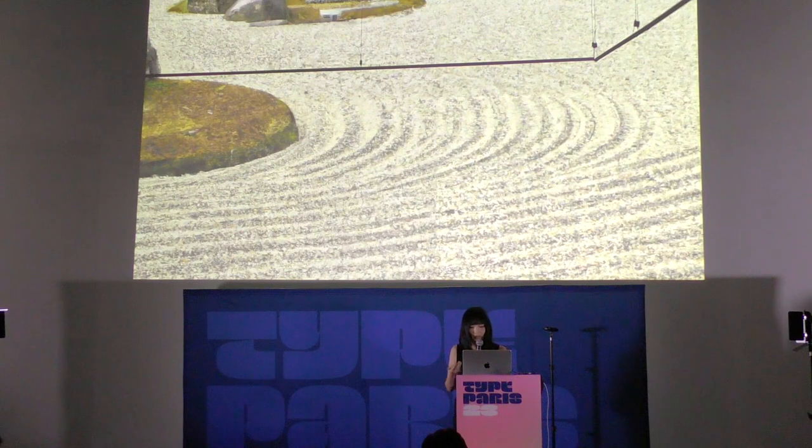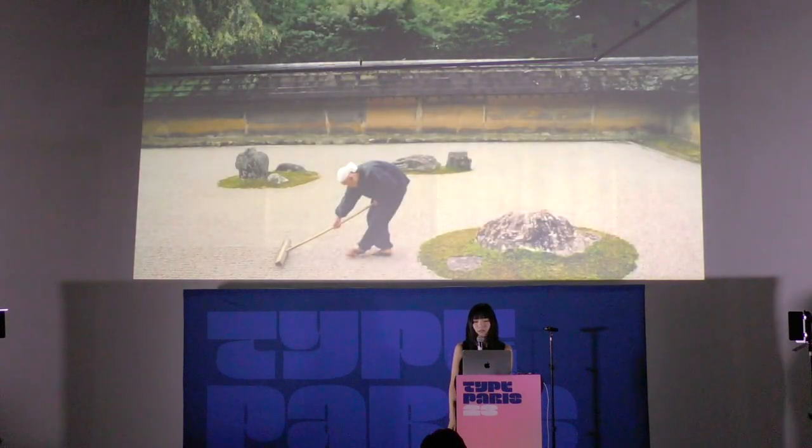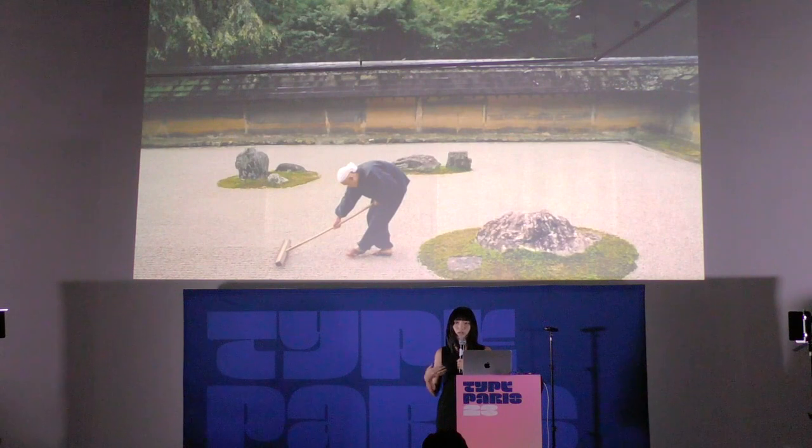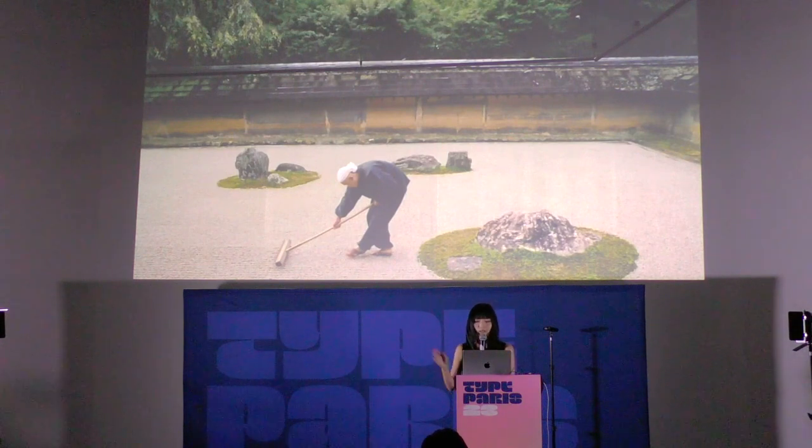Instead of being the white space, the sand can be the black space. Basically, what I didn't mention is that in the Japanese rock gardens, people would make patterns on the sand with a tool like this, and they would slowly move and make patterns that resemble waves or rippling water. So this was me at the beginning.